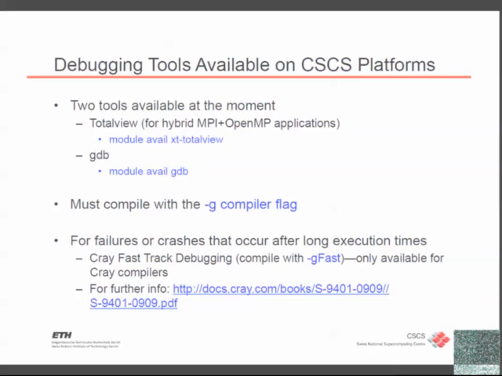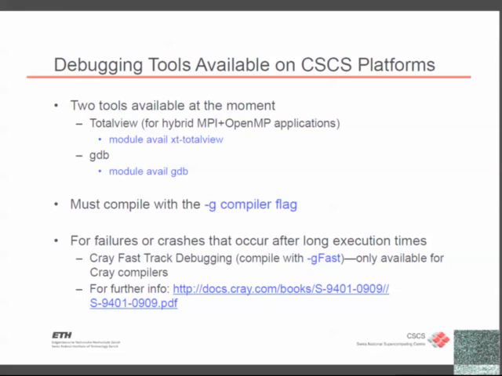Then we have GDB, of course, but GDB is not really aware of your MPI process space. So you can do just OpenMP debugging, or on a single process basis. In most cases, you compile with the -g compiler flag too, so that the compiler generates information where you can go back and forth to your source code.